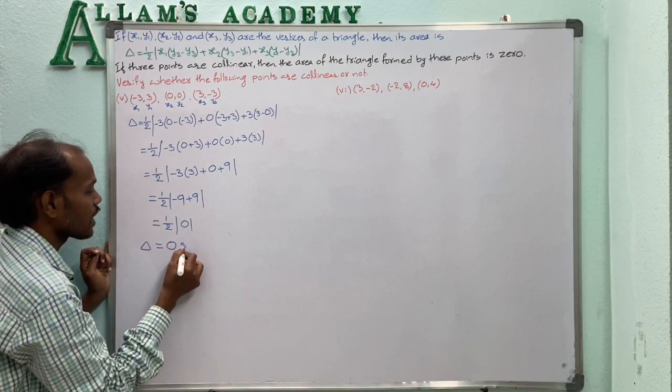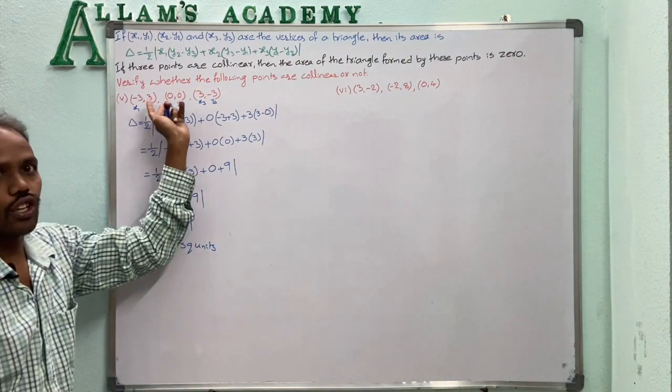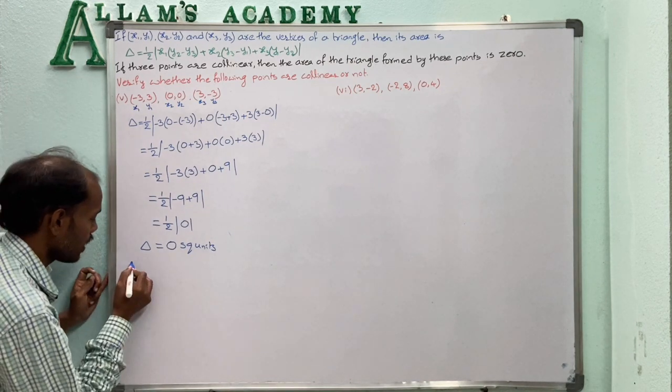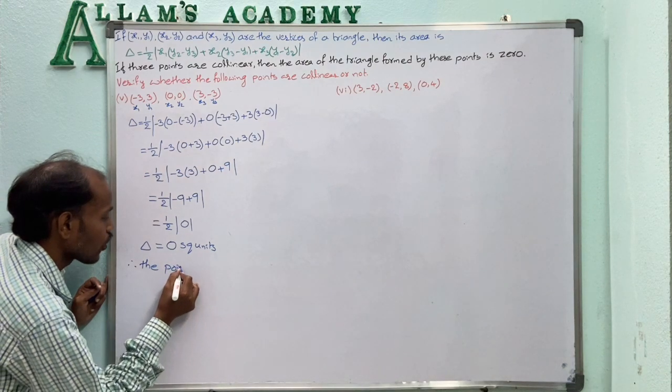So the area of the triangle formed by the points -3 comma 3, 0 comma 0 and 3 comma -3 is 0. That means the points form collinear.